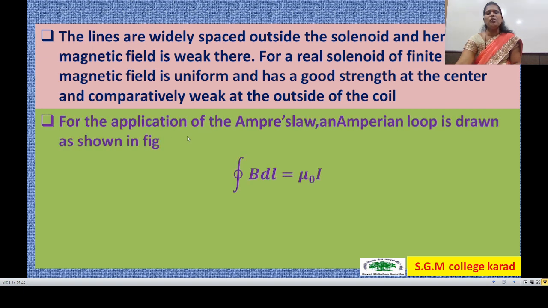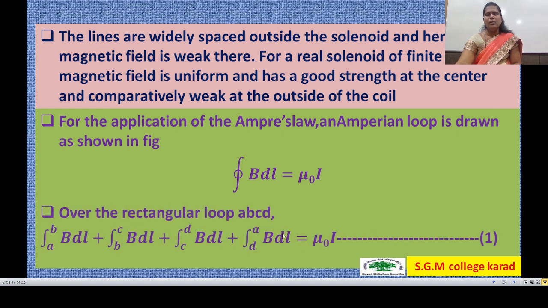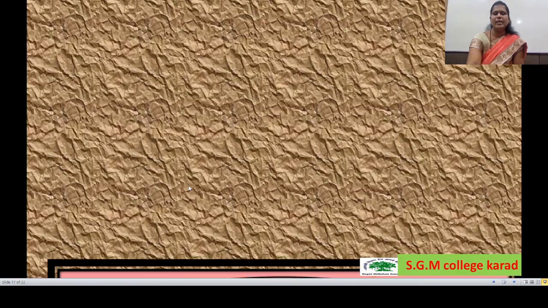For the application of Ampere's law, we can write the line integral of B dot dL equal to mu 0 I. That is Ampere's law. Now first of all we will see the diagram.